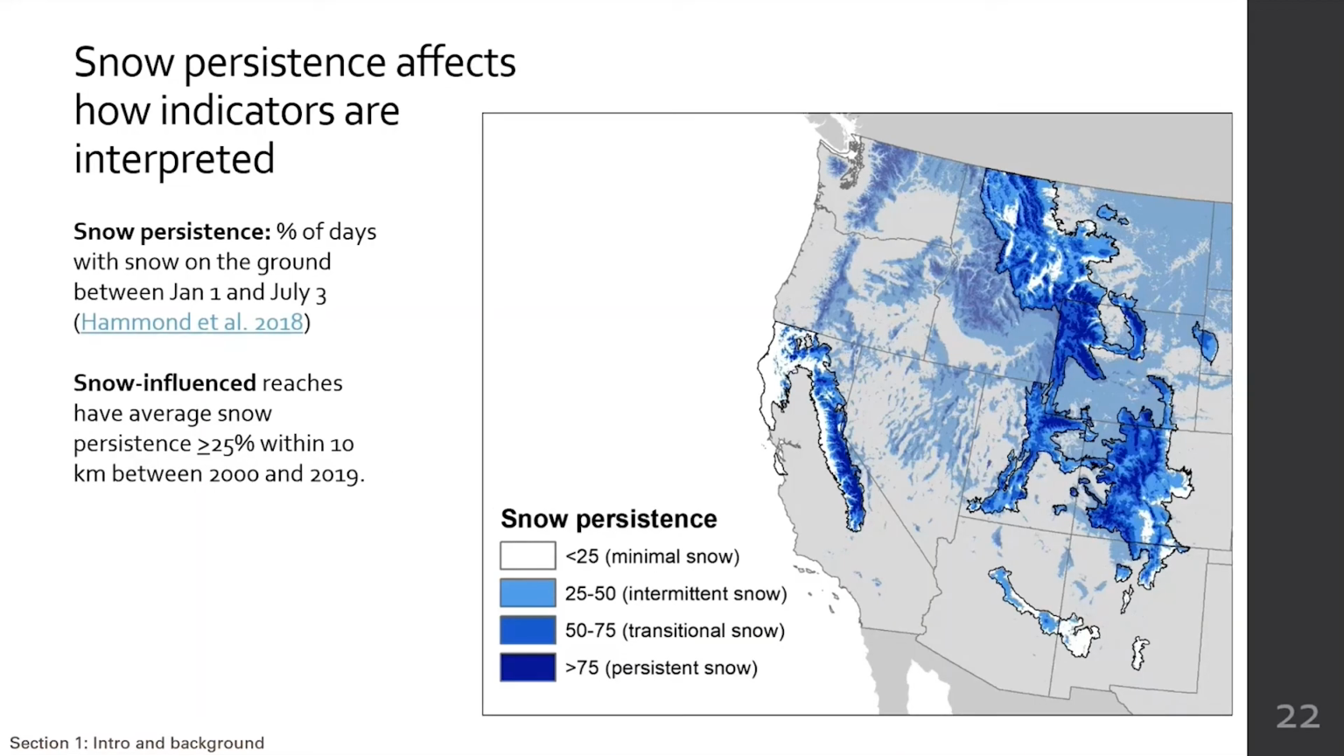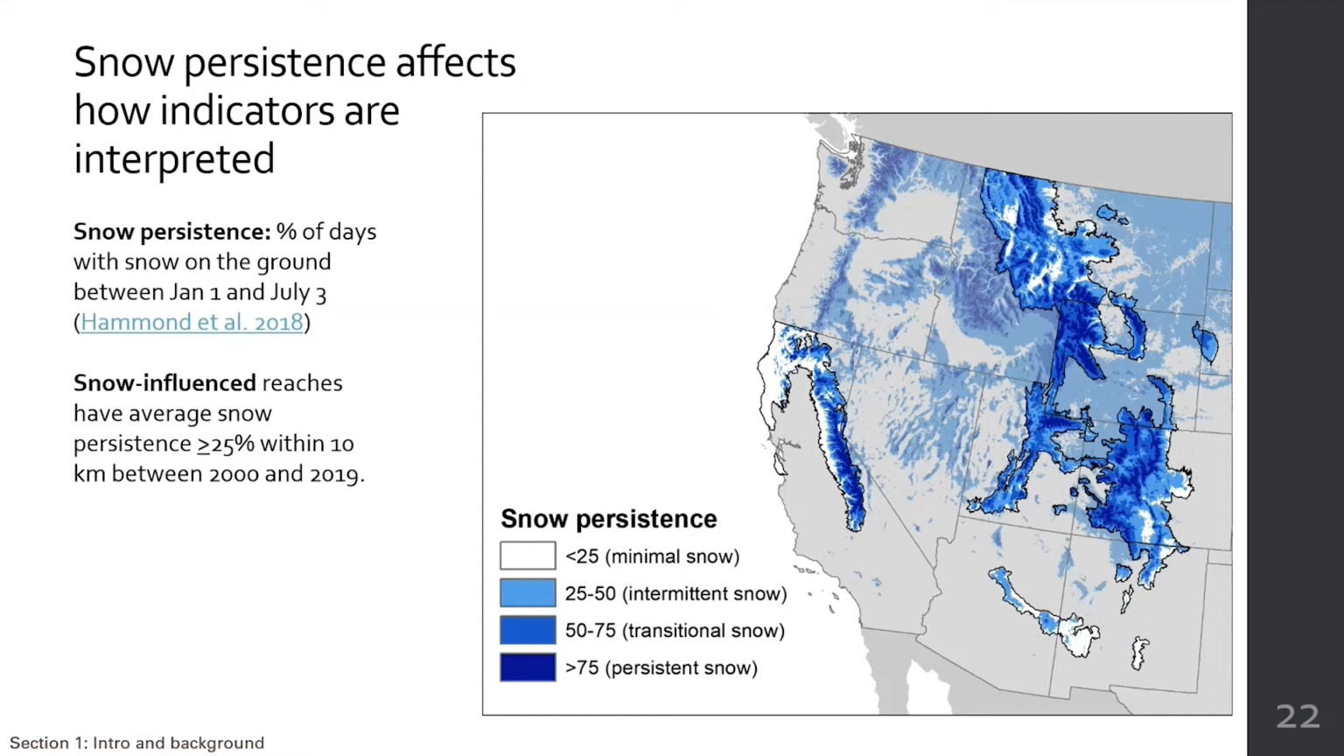Another thing that is distinct about the Western Mountains is the influence of snow. So snow persistence affects the way we interpret these indicators. Snow persistence is defined as the percent of days with snow on the ground between January 1st and July 3rd, based on a study from Hammond et al., which showed that this metric had a very strong influence on streamflow duration.